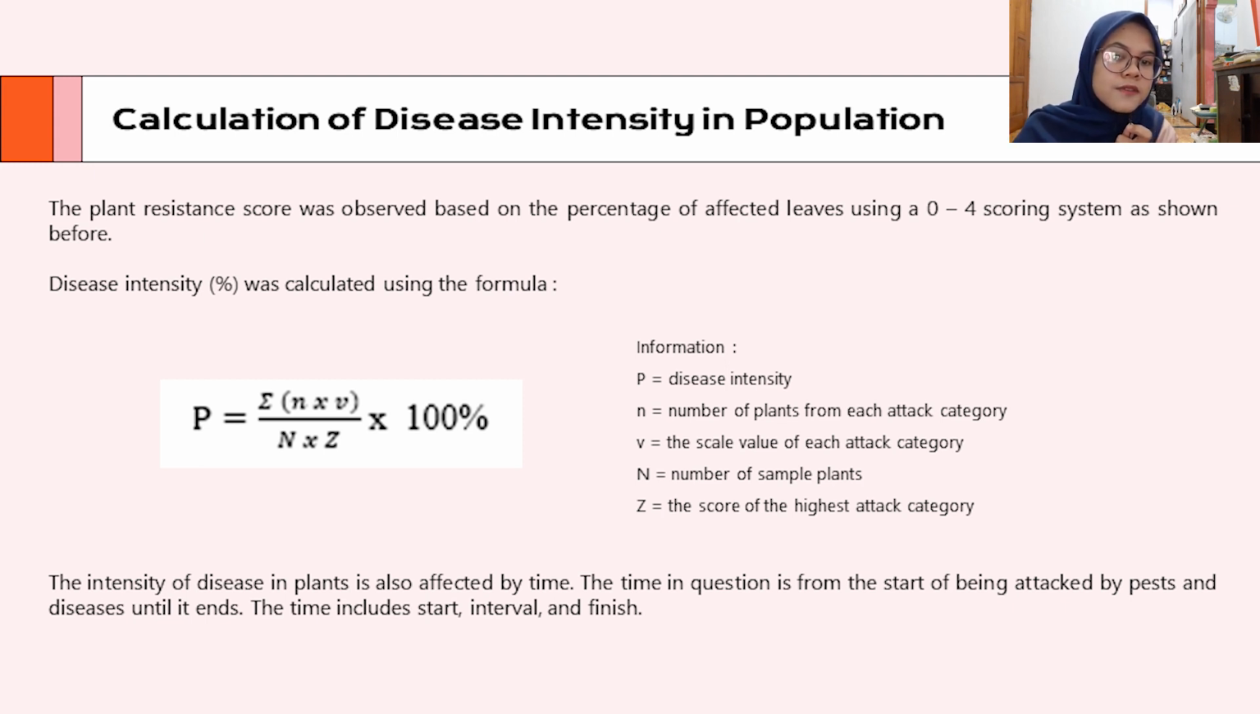The intensity of disease in plants is also affected by time. The time in question is from the start of being attacked by pests and disease until it ends. The time includes start, interval, and finish.